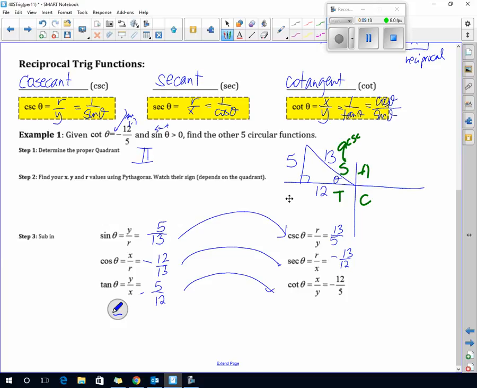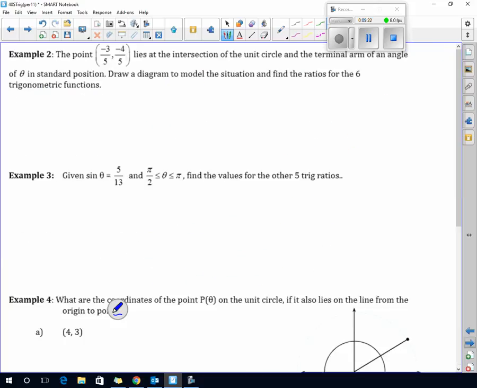Okay, moving on. The point negative 3/5, negative 4/5 lies at the intersection of the unit circle and the terminal arm of an angle theta in standard position. Draw a diagram to model the situation and find the ratios for the 6 trig functions. So did you know that we already know 4 of them by just looking at this? What do we know? Yeah, the reciprocal. So what do we know? What's negative 3/5? Yeah, cos theta would be negative 3/5. So that means, what's the reciprocal of cos theta?